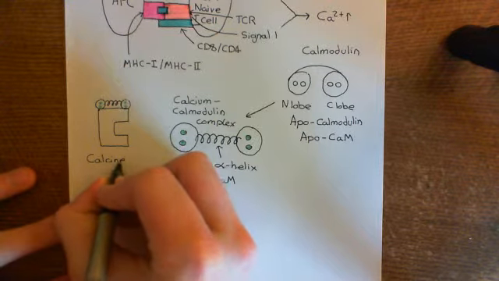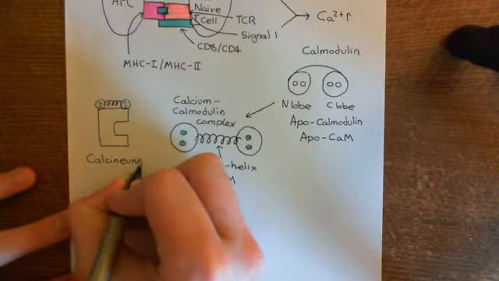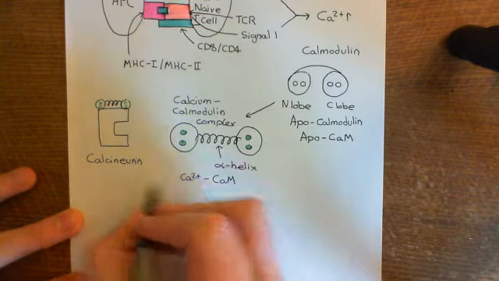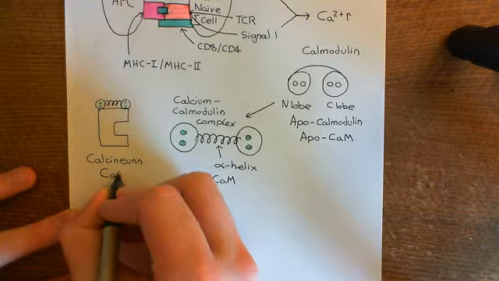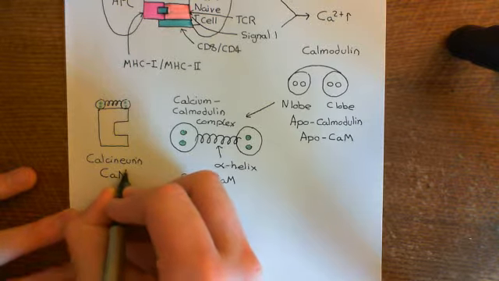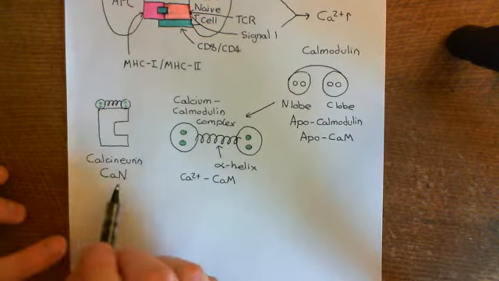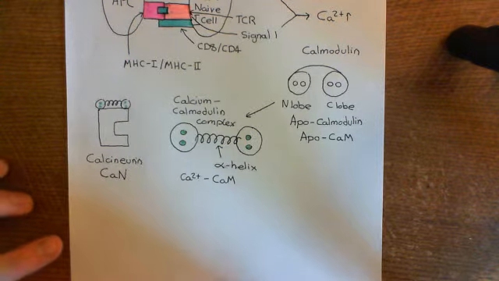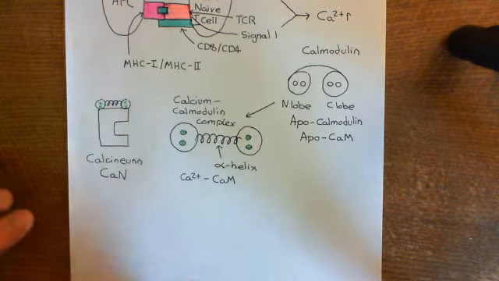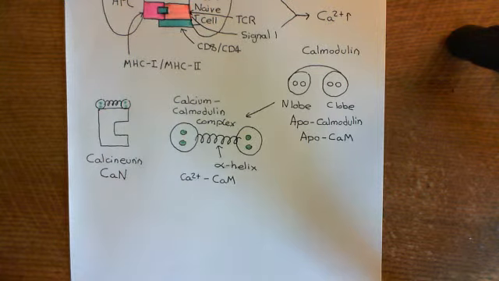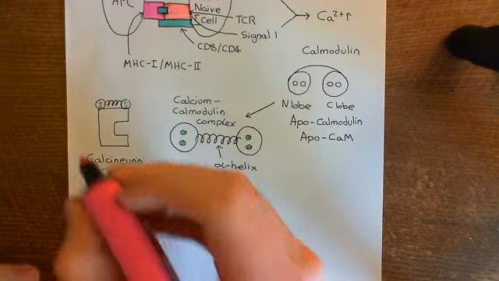Okay, and by the way, the abbreviation for calcineurin is very similar to the abbreviation for calmodulin. You abbreviate it as uppercase C, lowercase a, uppercase N now. So CAN is short for calcineurin. Okay, and calcineurin, once it's activated, is what's known as a serine threonine phosphatase.